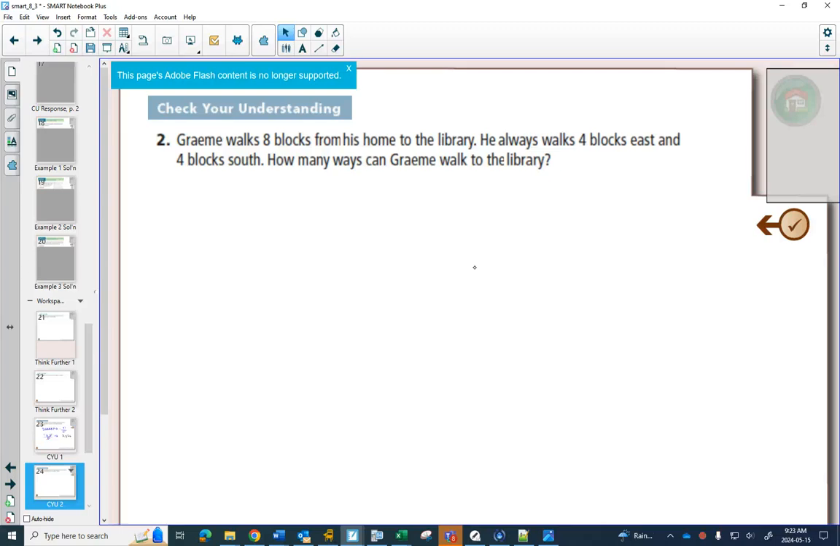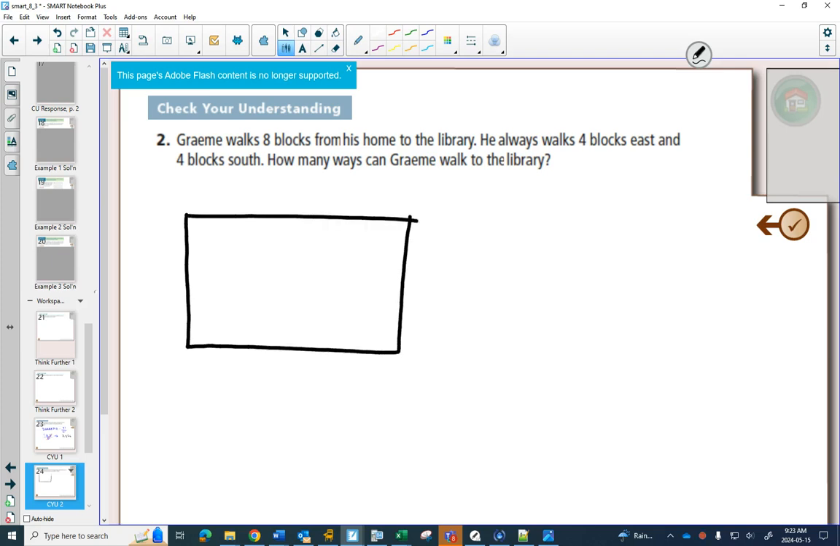Graham walks 8 blocks from his home to the library. He always walks 4 blocks east and 4 blocks south. So I'm going to draw a little grid, top view here. I'm going to draw 4 blocks this way and 4 blocks this way.